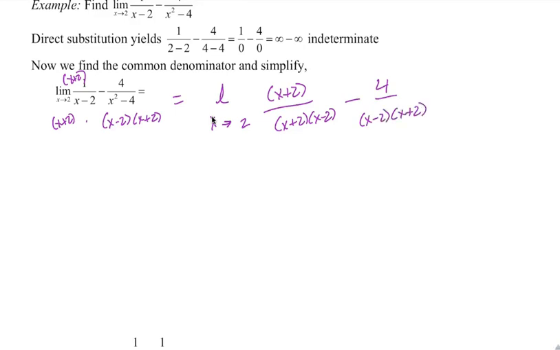Now with the same denominator, we can add the tops. So I'm going to have the limit. Don't forget to write the limit. x plus 2 minus 4 is just going to be x minus 2 over the bottom, which is, I'm just going to simplify, x squared minus 4.